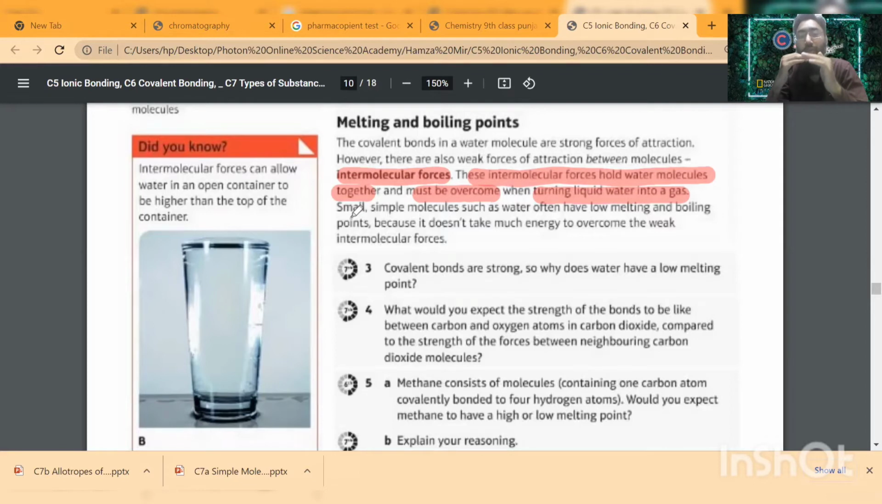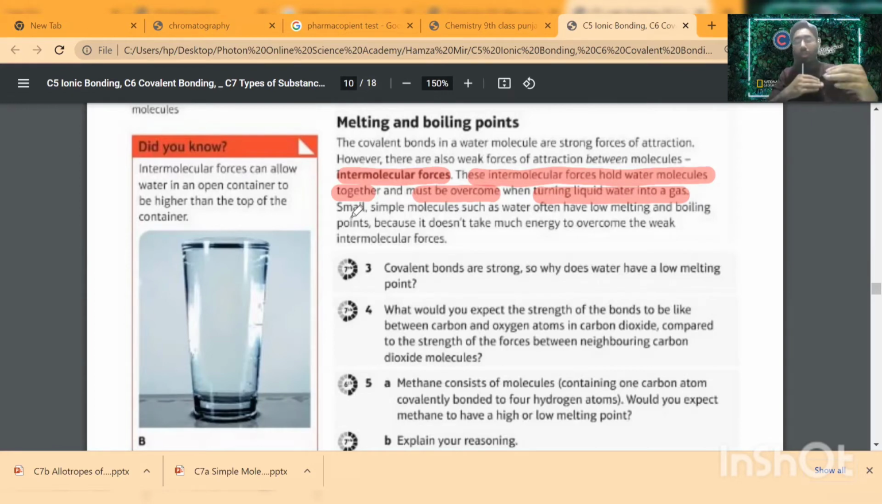If these intermolecular forces are weak, then it means we don't need too much energy. We need a little energy because these intermolecular forces are not strong. But just imagine if these intermolecular forces are strong, then we need a huge amount of energy. And when we provide a huge amount of energy to overcome these intermolecular forces, then it means that substance has high melting and boiling points.